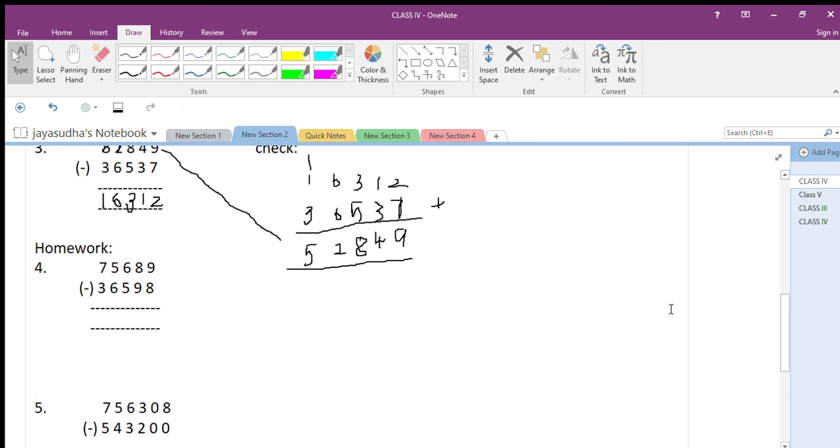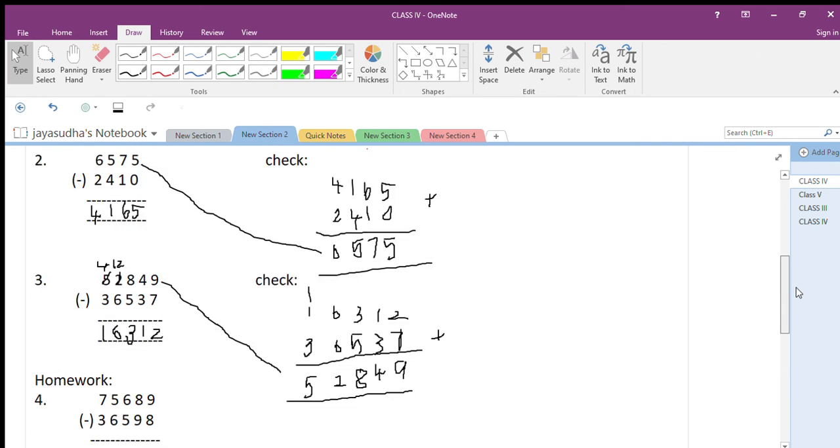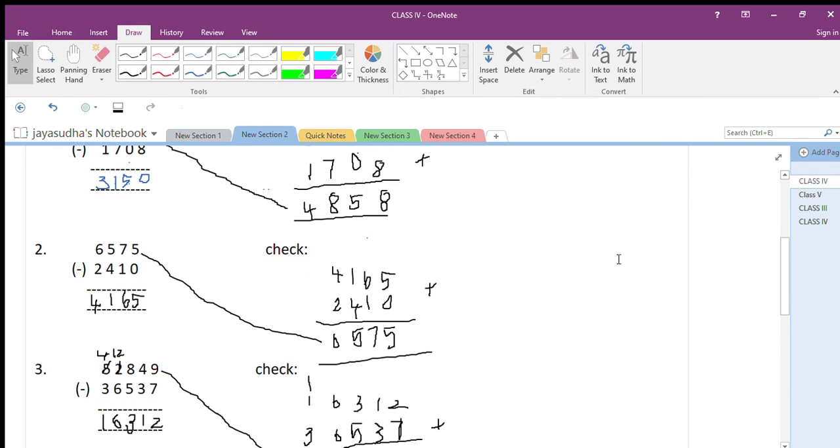Are you okay? Now once again I repeat, children. Listen carefully. First you subtract the given numbers. After that you check whether your answer is right or wrong. You check by adding. What do you add? Your answer written at the top. Then you write the second row numbers also in the second row. Then you add. If your answer is the same as your subtraction first row, your subtraction answer is right. If any number in any place value is different, your answer is wrong. Are you okay children? Are you clear about this?